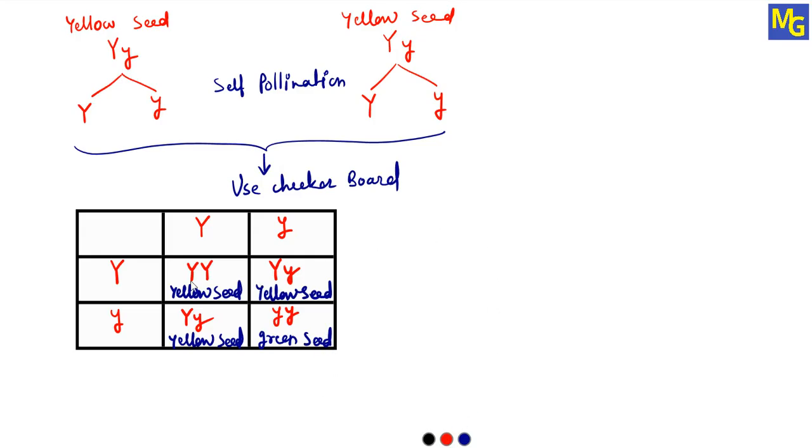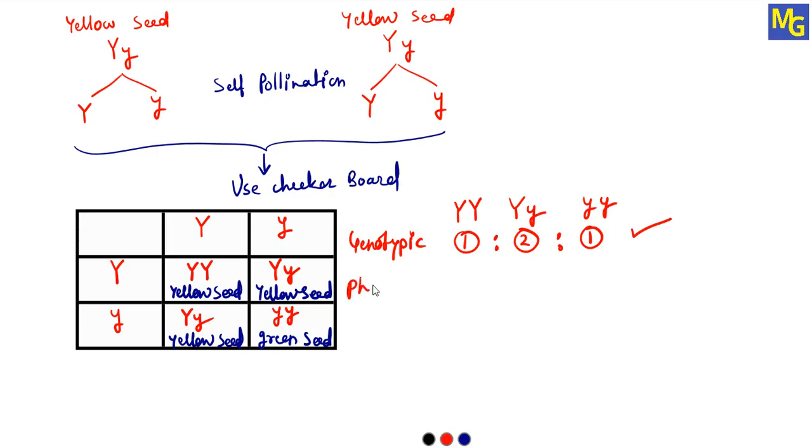Now, if you see here, what we are going to get is capital Y capital Y, we have 1. Capital Y small y, we have 2. Small y small y, we have 1. So here the genotypic ratio, if you see, it is 1:2:1. So this is the ratio.